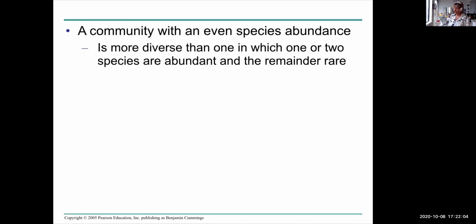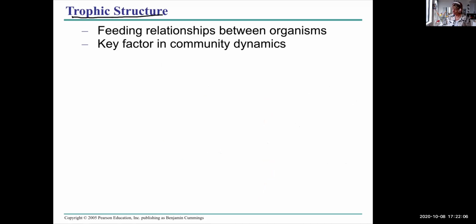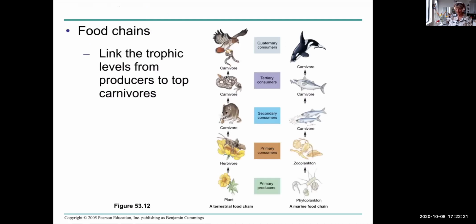So in a community, there's generally a trophic structure. Trophic means feeding. Feeding relationships between organisms. And that's a key factor in community dynamics. Who eats who and who competes with who for what? So here is a food chain showing trophic structure. So in a food chain or a food web, you always draw the arrow from what is eaten to what eats it. So that's the direction of the arrow.